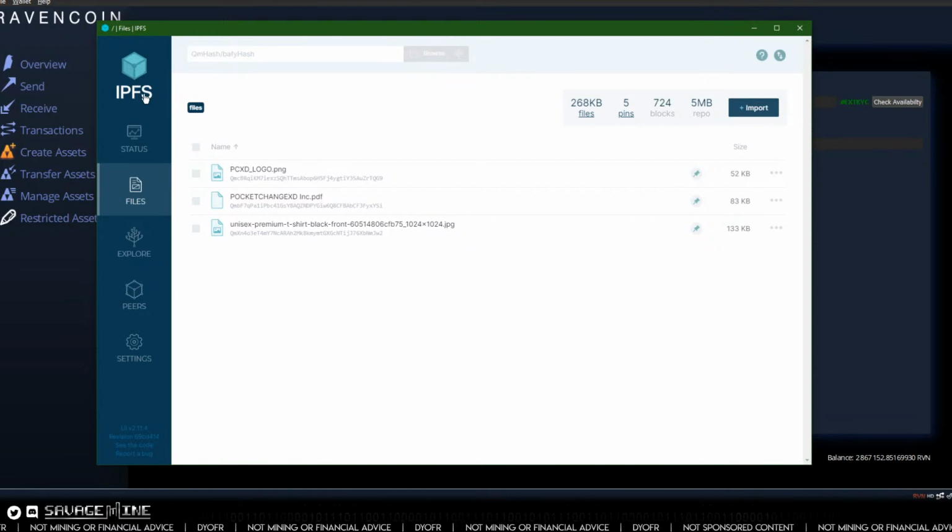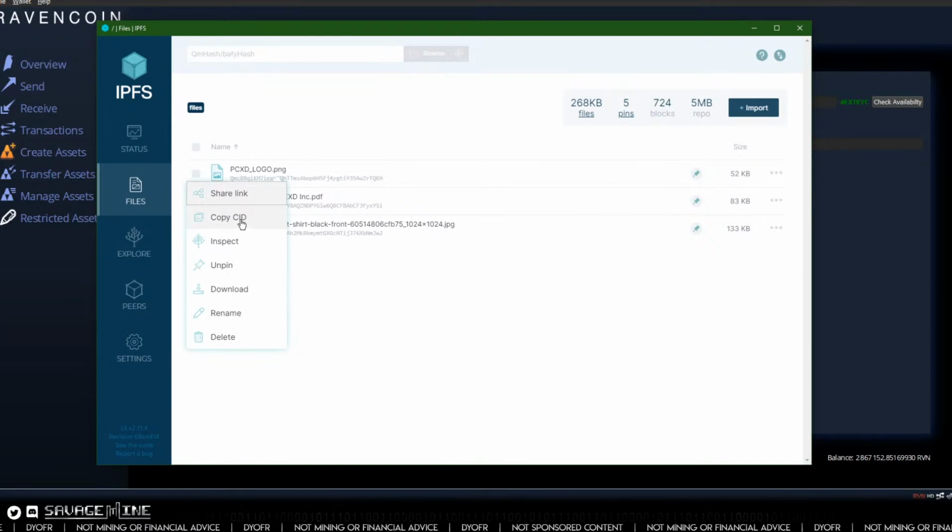The files on IPFS are referenced by a hash, so you can see this QM, it always starts with QM down here. And that's a, I'll never remember this name. It's content identification, I believe, is CID. And that is what you use in the Ravencoin wallet to reference that particular file.